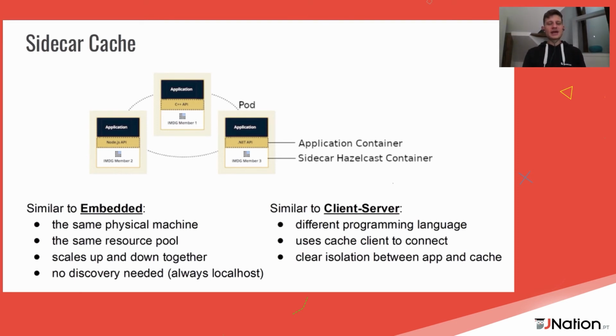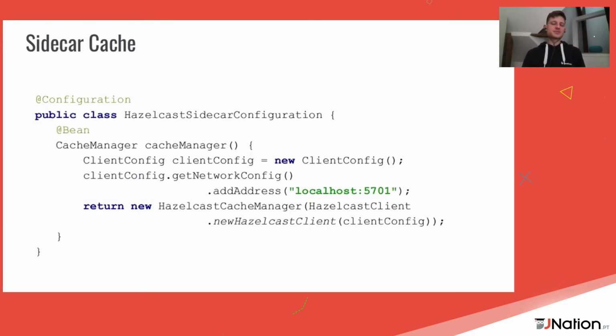How would this configuration look like in the code? So this is, again, the Spring configuration. So we define a client configuration. We use kind of a static configuration, but it's because we use localhost. However, we know that it's not static in general, because we just know that the deployment will be in such a way that you will have this cache always at the localhost.